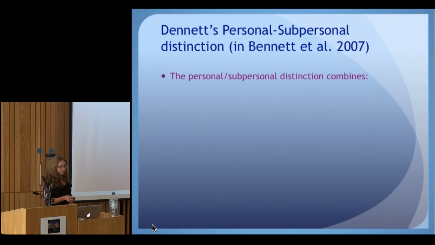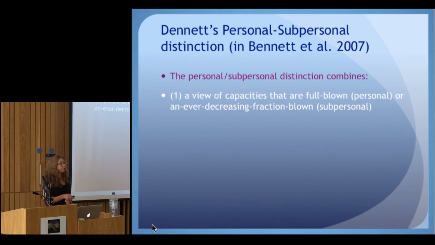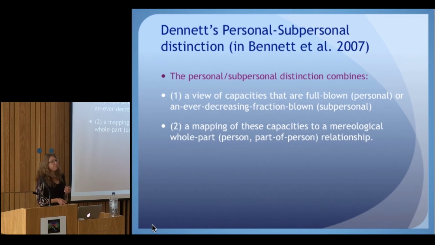Okay, so again, here we've got a personal-subpersonal distinction, in which, first of all, you have a view of capacities that are full-blown, that's the personal level, and then you've got them in ever-decreasing degrees of being full-blown, and that's the subpersonal levels. And as Lycan also emphasizes, it's not just one. We talk about the subpersonal level, but it can be multiple, and nothing hangs on that. Second thing, there is a mapping in Dennett's view, and Lycan's as well, and Cummins and so on and so forth. There's a mapping of these capacities to mereological whole-part relationships, right?